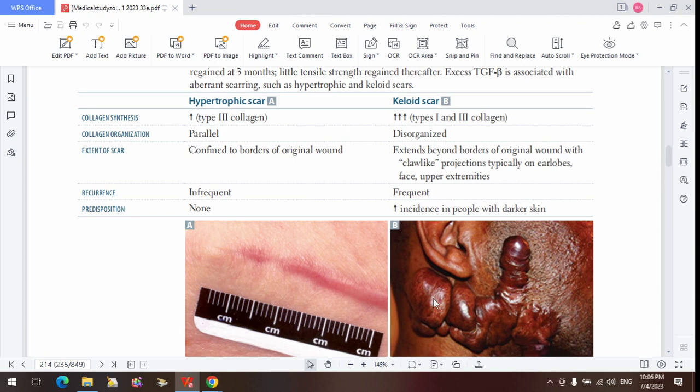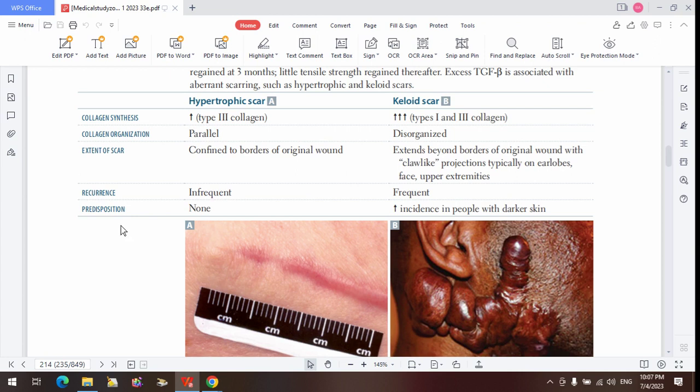What is the chance of recurrence? Hypertrophic scar doesn't typically recur. So if you excise it, there's a very low chance that it's going to recur. But keloidal scar recurs frequently. Once you remove it, excise it, or put intralesional triamcinolone, a steroid, there to shrink it, it will regrow, because the majority of keloidal scars are genetic. What is driving it is usually genetic. It will come back.